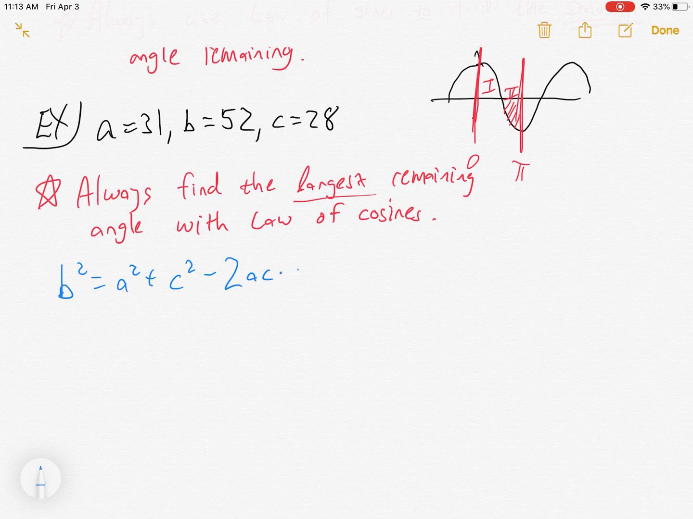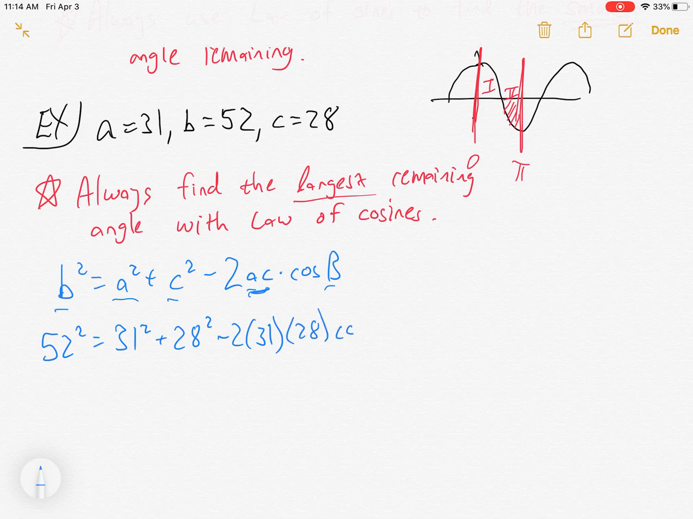Times cosine of B. So these letters, again, are repeated there, and that is always the same as that. It's kind of a mirror image, really. If you switch the C and the A there, it really would be a mirror image, but that'd just be weird. Okay, so we can plug in. This is 52 squared. This is 31 squared. This is 28 squared.